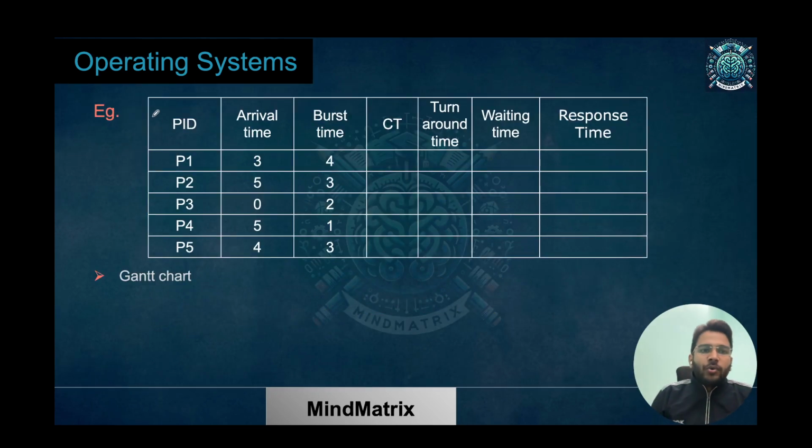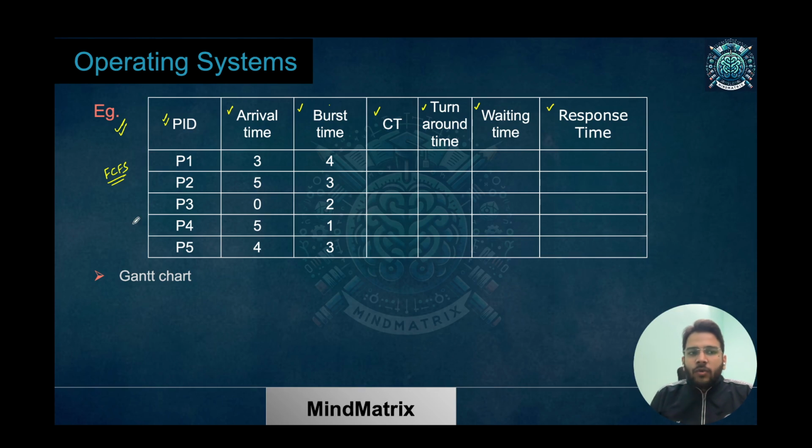Now let's solve one question based on FCFS. Here we have the process IDs. We have 5 processes, P1, P2, P3, P4 and P5. We have the arrival time and burst time, and we need to find out the completion time, turnaround time, waiting time and response time, right? Arrival time and burst time are given to us. Now we need to schedule these processes using FCFS.